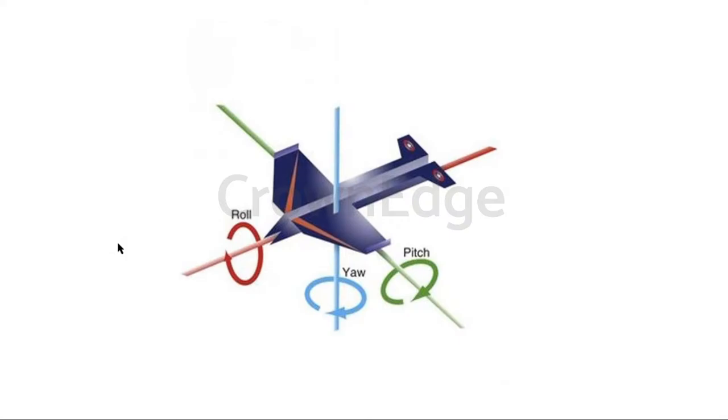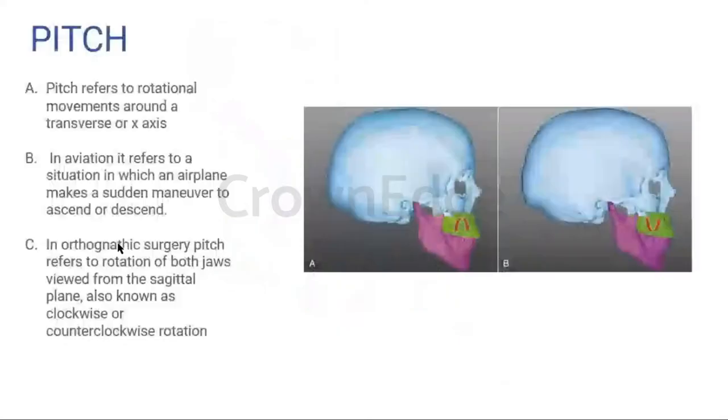Let us go a little ahead now. So what is pitch? Pitch refers to rotational movement around a transverse or x-axis. I understand everyone knows the x-axis. In aviation, it refers to a situation in which an aeroplane makes a sudden maneuver to ascend or descend. Either the aeroplane is ascending or descending. That is called pitch.